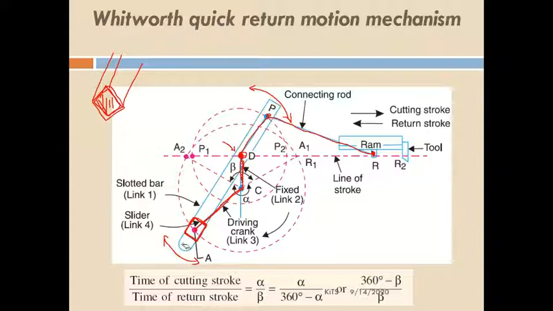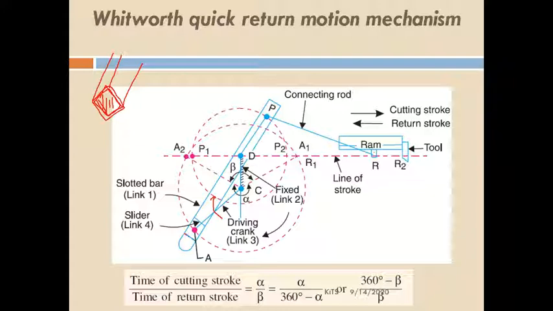So now I have explained all the parts. Now let us see how it will work. When the crank rotates, what will happen to the slider?